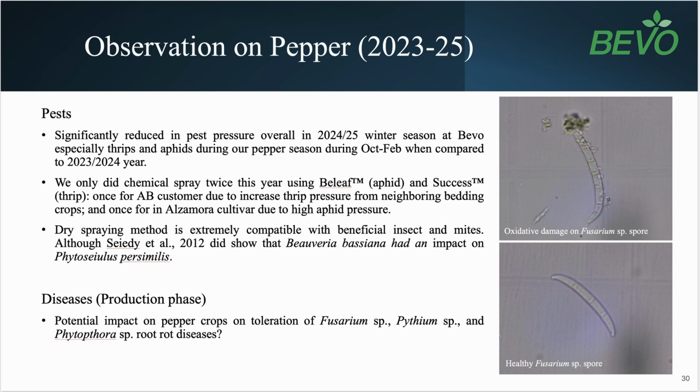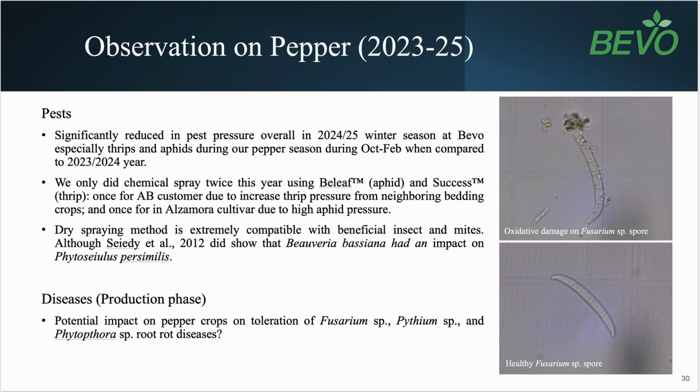We only sprayed twice this year with Beauveria and Success because of high pressure of aphids on a particular variety called Alzamora. So we sprayed that particular one. One customer received a spray for that, but most of the Alzamora from other customers did not get the spray. Then the Alberta customer did get a Success spray one time as well.